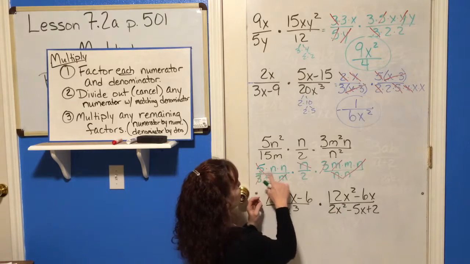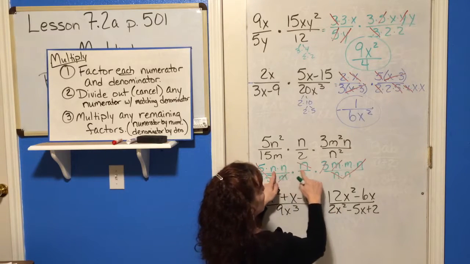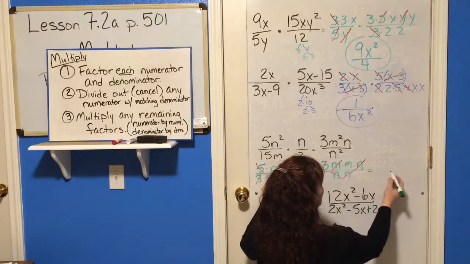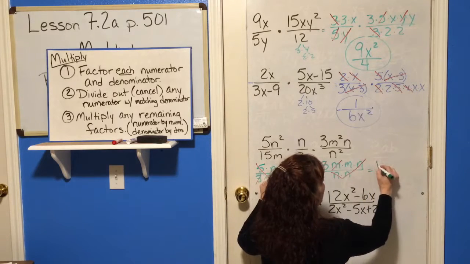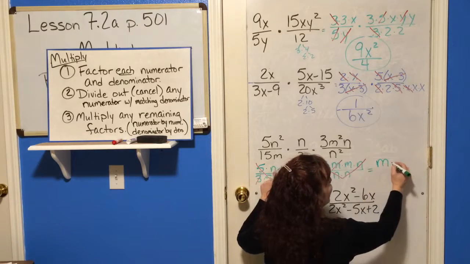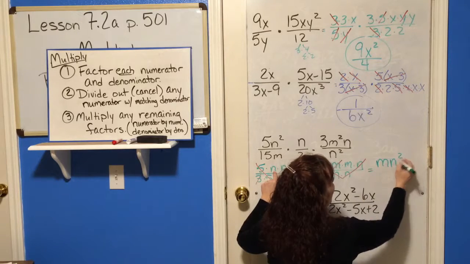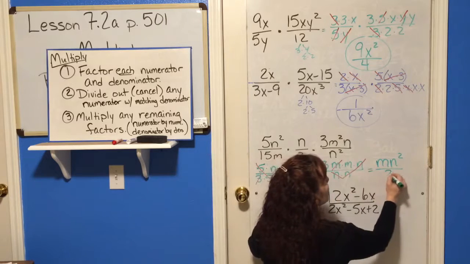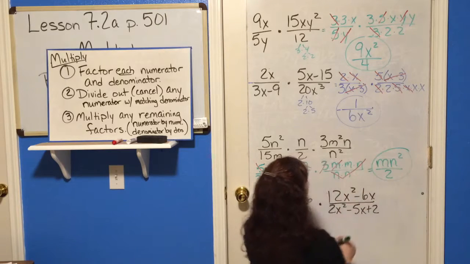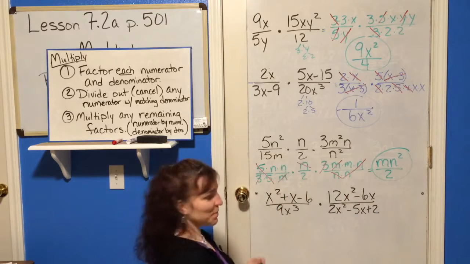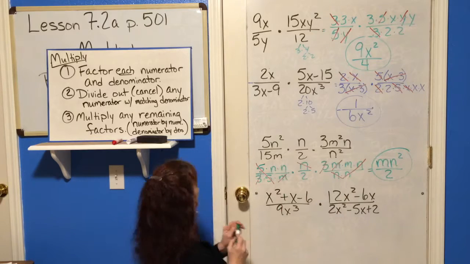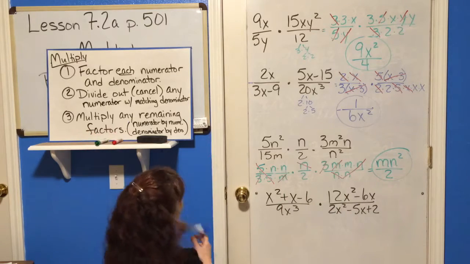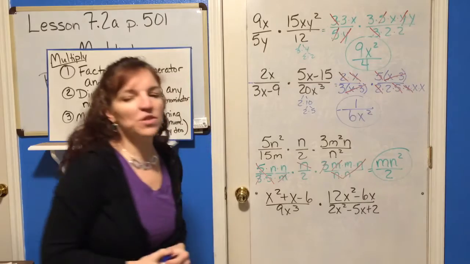So now look across, 1, 2 N's and an M. So let's put the M first just because it's alphabetical. So M and then N squared over 2. That's all that's left here. There's your final answer. That's it. Done.